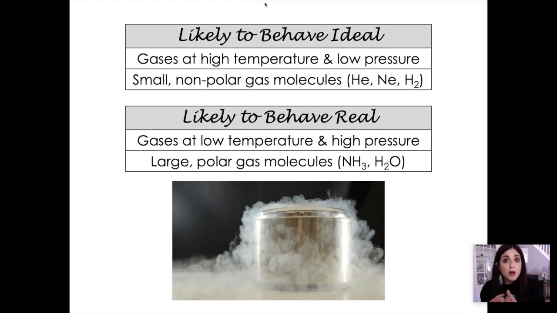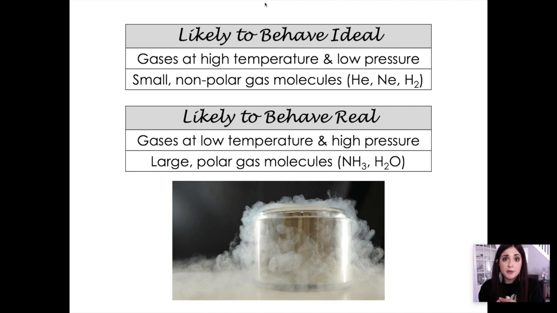And at low pressure, and also small nonpolar gas molecules. For example, helium, neon, hydrogen, even oxygen, anything that's very small and nonpolar will generally behave more ideal. It will follow all 5 postulates very, very easily, as opposed to gases that behave more real, which are not going to follow all 5 of those postulates.